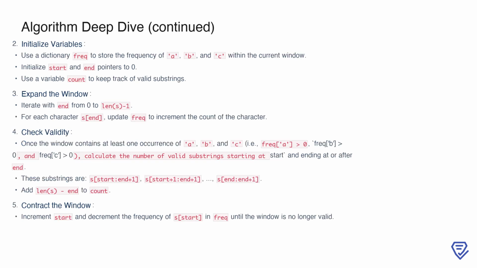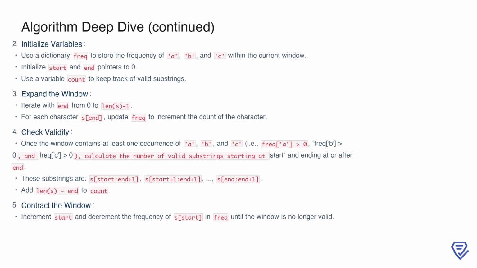The sliding window approach allows us to dynamically adjust the range of substrings we consider, making the algorithm much more efficient. We start by initializing a dictionary frequency to keep track of the frequency of A, B, and C within the current window. Additionally, we set two pointers, start and end, both initialized to 0, to define the bounds of the sliding window. A variable count is also initialized to 0 to store the number of valid substrings.